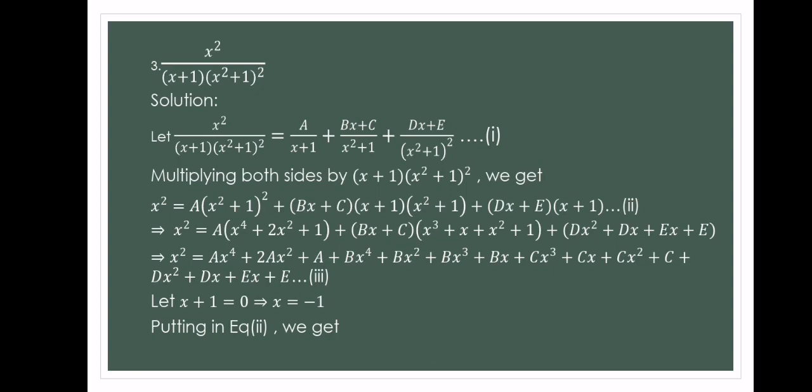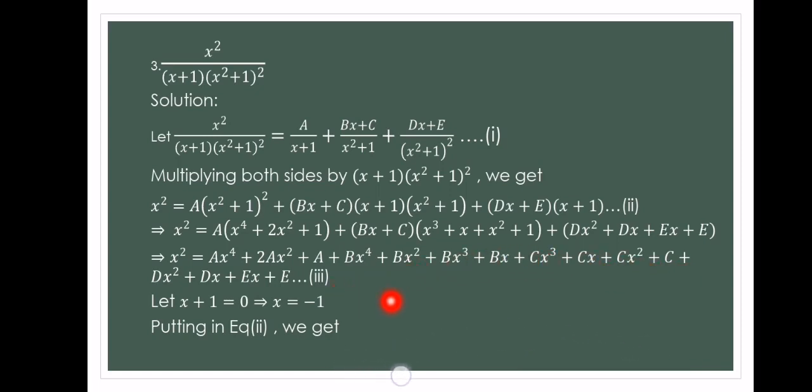Multiplying both sides by (x plus 1) into (x square plus 1) whole square, that is the LCM of the denominator, we just get x square is equal to A into (x square plus 1) whole square plus (bx plus c) into (x plus 1) into (x square plus 1) plus (dx plus e) into (x plus 1). It's our equation number 2. After multiplying the terms, we get the expanded equation, which is x square is equal to a x^4 plus 2a x square plus a plus b x^4 plus b x square plus b x cube plus b x plus c x cube plus c x square plus c plus d x square plus d x plus e x plus e.